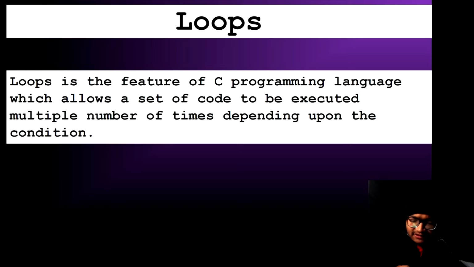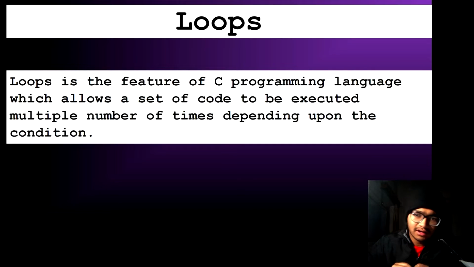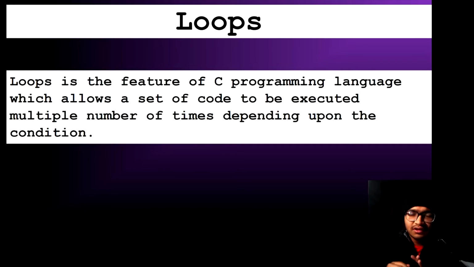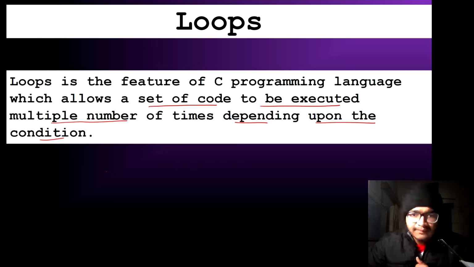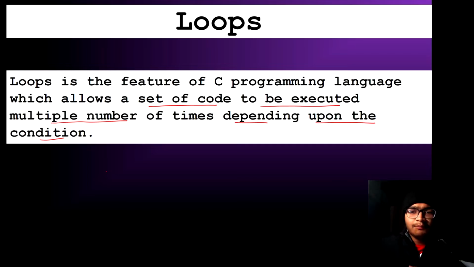Loop is a feature of the C programming language which allows a set of code to be executed multiple number of times depending upon the condition. What does looping in C say? It allows a set of code to be executed multiple number of times. How many times? It depends on the condition provided. So looping is a feature of C which allows a set of statements to be executed multiple number of times depending upon the condition.